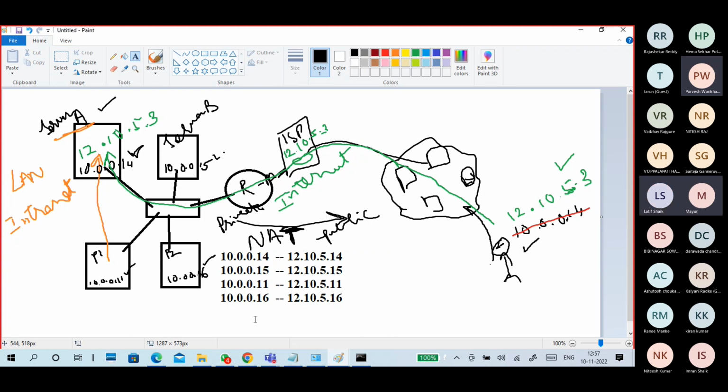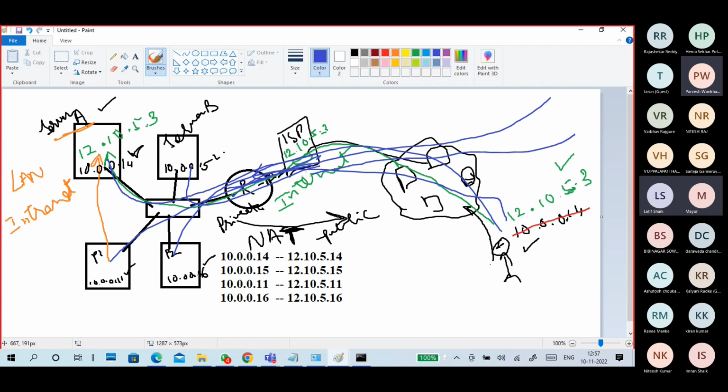It is internal. I have 4 computers. All these 4 computers want to communicate outside of the network, and also want to communicate from the outside network. So it's a two-way communication, inside to outside, outside to inside. But internally it is private, externally it is a public IP address.